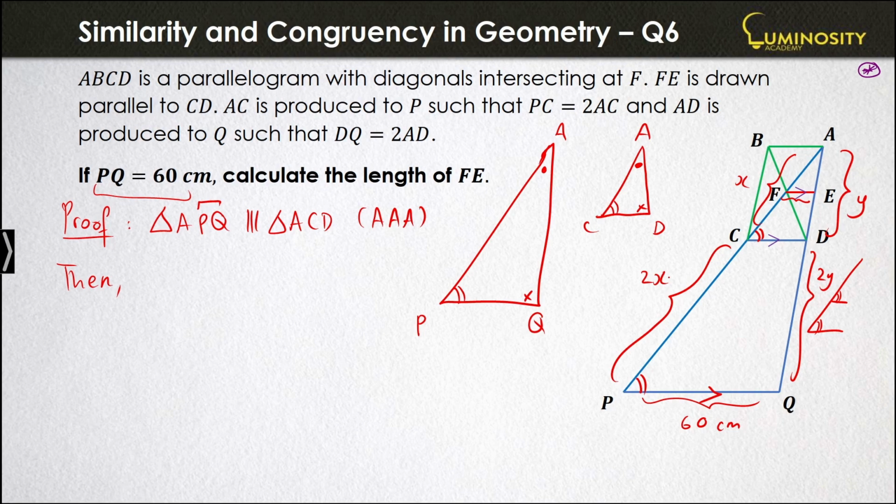So I'm going to use PQ in this larger triangle, and let's use AP, which is this one here. So this larger side is made up of this little x plus this 2x, so it's 3x in proportion here. And then similarly AQ, that's y plus 2y, which is 3y. This was 60 centimeters given. Then AC was x units and AD was y units. And the goal, remember, is we're looking for the length of FE. So just keep that in mind.